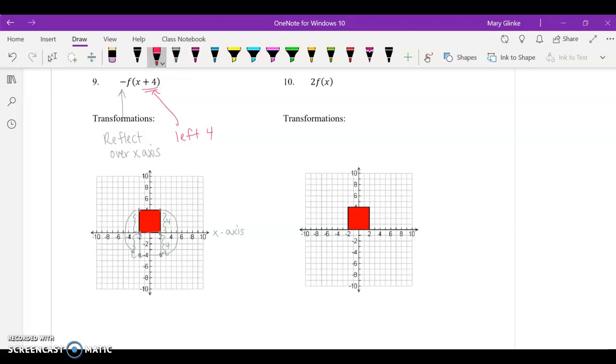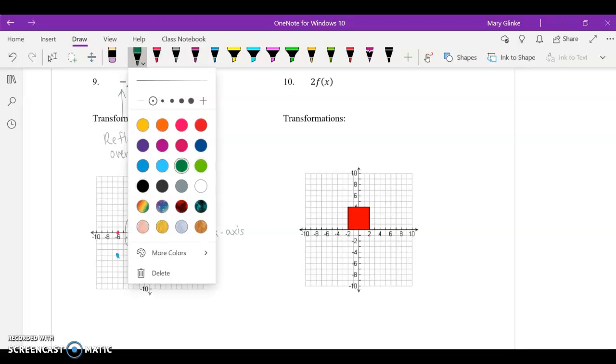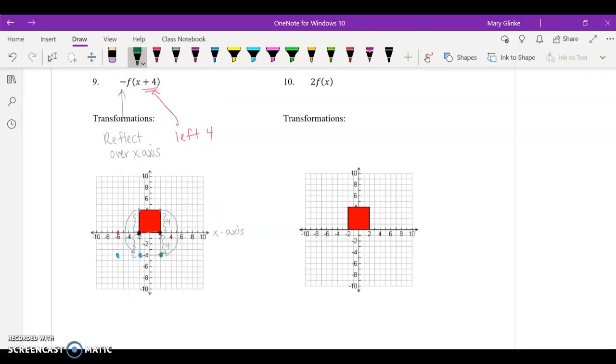Now I'm going to take each of these points and move them left 4. So 1, 2, 3, 4. Next point, this one. 1, 2, 3, 4. Oh, interesting. It ends on my graph there. How about this one? 1, 2, 3, 4. And our last one, I think I'm out of colors. Let's use green. Moves 1, 2, 3, 4. So my new shape is connecting these colors here. It's flipped over and moved left 4.